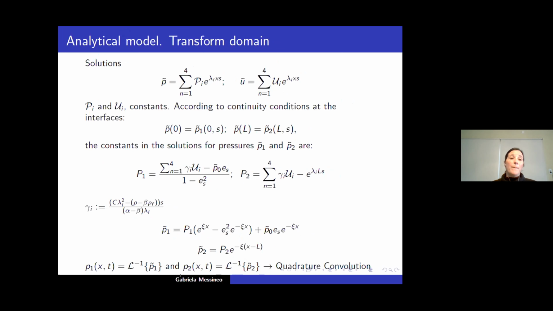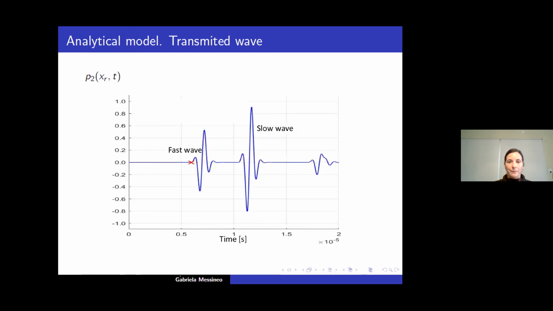And because of the complex expressions obtained for the functions in the Laplace domain, the inverse transform is achieved numerically using a quadrature convolution method. So this is the analytical model that we have used to represent the ultrasonic wave transmission through bone to compare the waves obtained with those from the experiments.